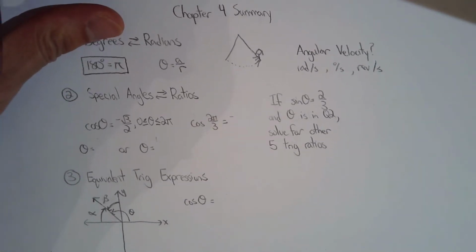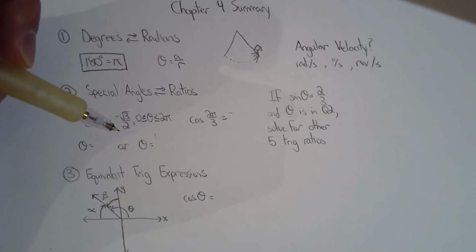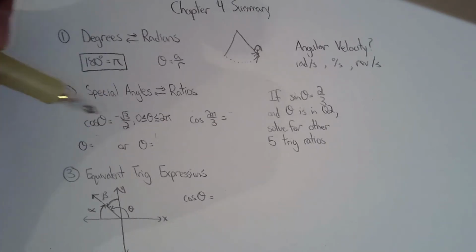The next big idea, the next lesson in this unit, is going from angles to ratios and ratios to angles. If I give you cos theta equals negative root 3 over 2 and theta is between 0 and 2 pi, basically I gave you the ratio. Your job is to spit out the angle. You can draw some diagrams, but ultimately I just want the two angles.